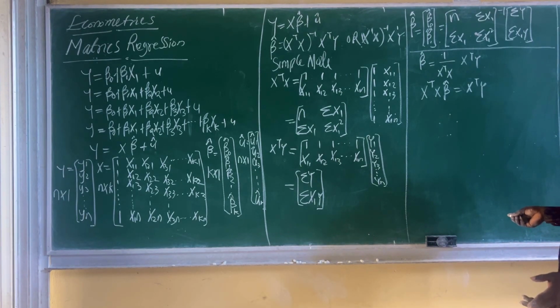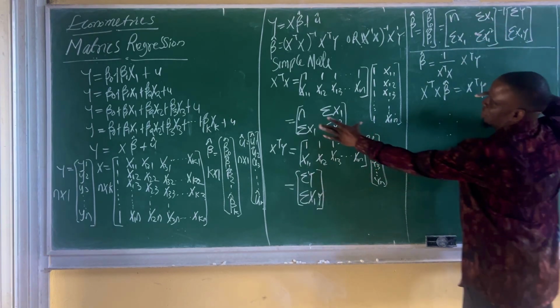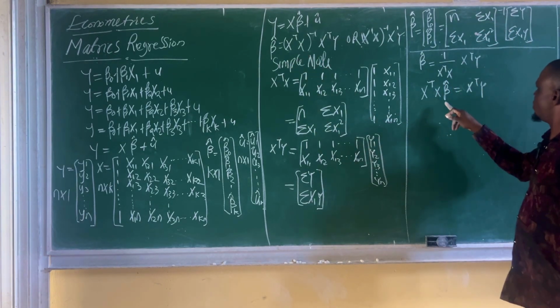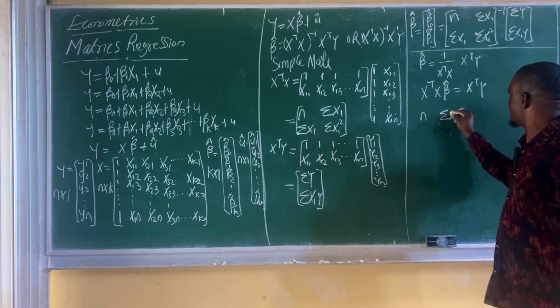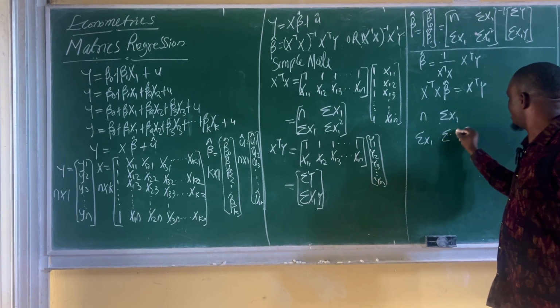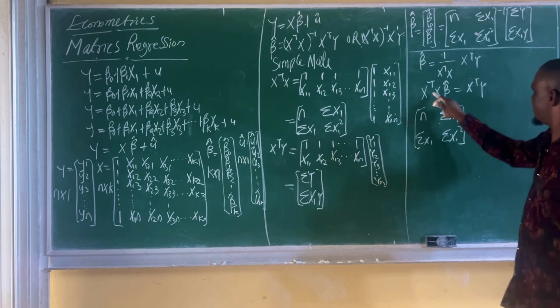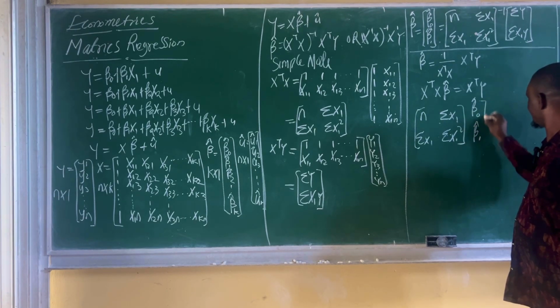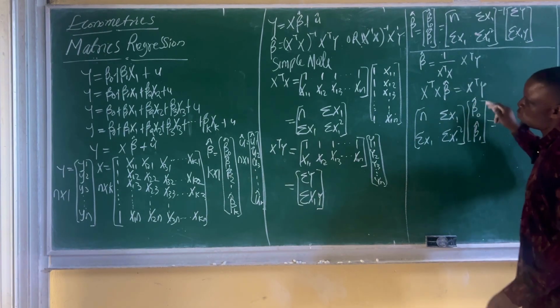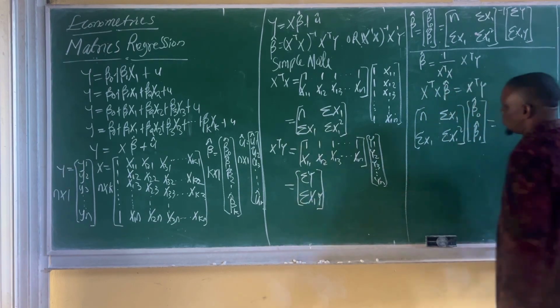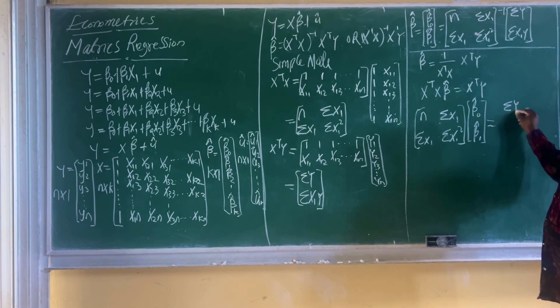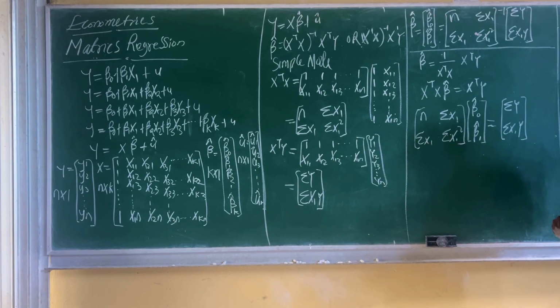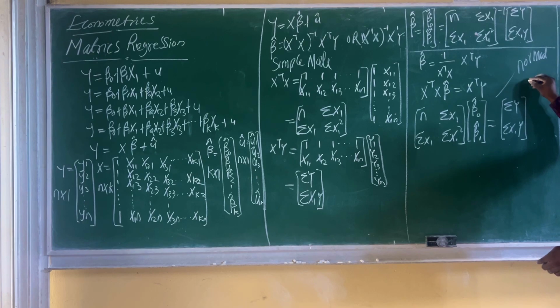Okay, now having done that, you look at it again. This is what we obtain as x transpose x. So if we write that as n, summation x1, summation x1, and summation x1 squared, that's our x transpose x. Then our beta hat, we have it as beta hat 0 and beta hat 1, and that will be equal to x transpose y, which was obtained as summation of y and summation of x1y. I'm sure this will be very familiar. And this is what we call the normal equation for two variables.